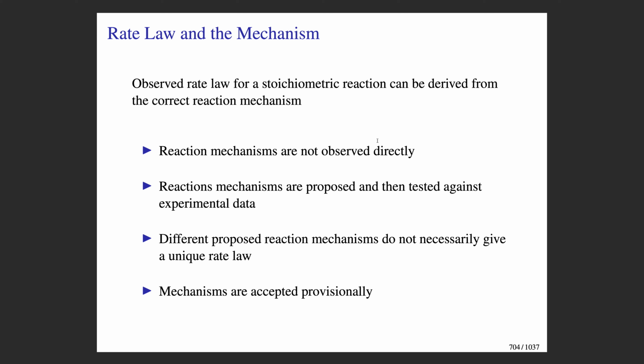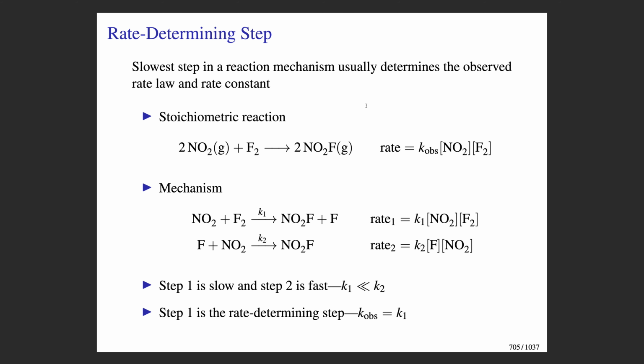And so mechanisms are typically only accepted on a provisional basis, that is, until the next experiment comes along to show that it's incorrect. It's tough because you can't observe the mechanisms directly. You've got to do things indirectly with lots of different experiments. So different mechanisms are proposed and tested against the experimental data. Since different mechanisms don't necessarily give a unique rate law, it's difficult to prove a mechanism. There could always be some intermediate that you weren't able to detect hanging around, which means that the mechanism is actually different than what you think it is.